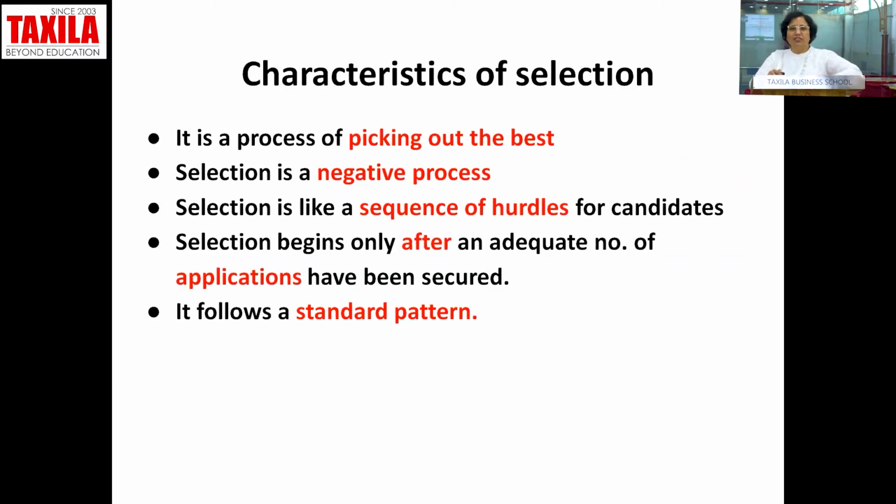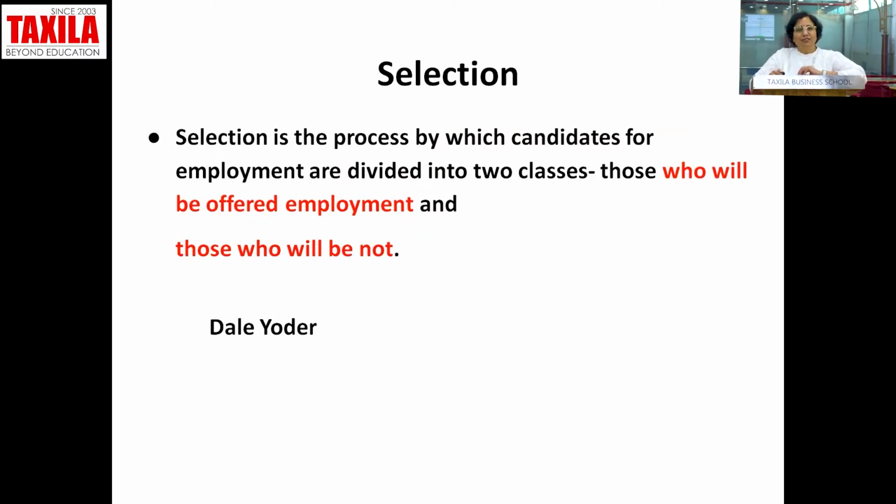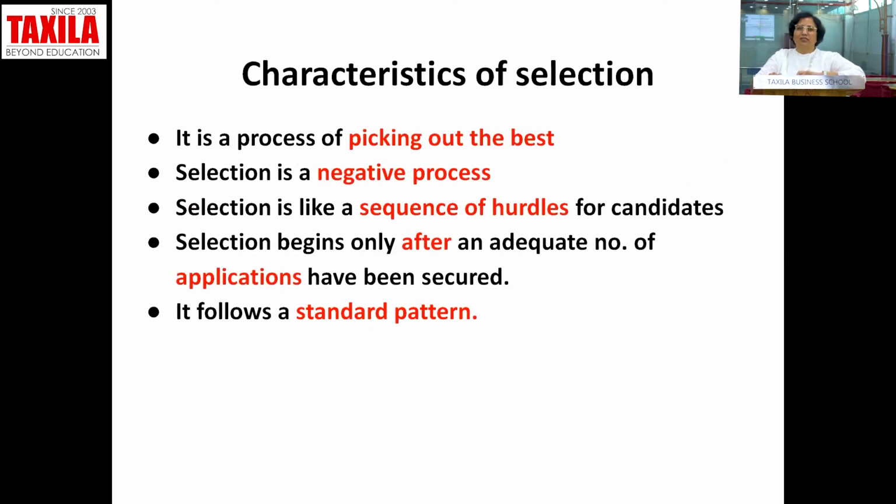And we can also say that selection is the process of choosing people by obtaining and assessing information about the applicants with a view to matching these with the job requirements inside the organization. And what are the features of selection? What are the characteristics of selection? It is a process of picking out the best. And it is a negative process because there are sequences of hurdles in these selection processes. Hurdles can be tests, hurdles can be interviews.